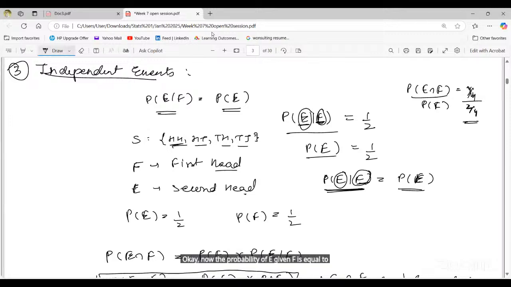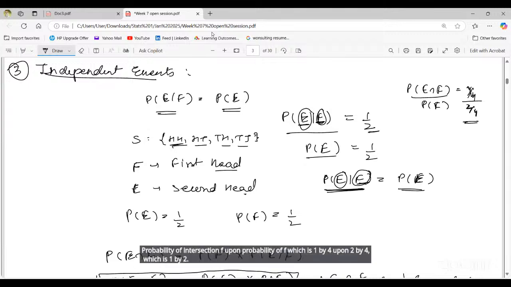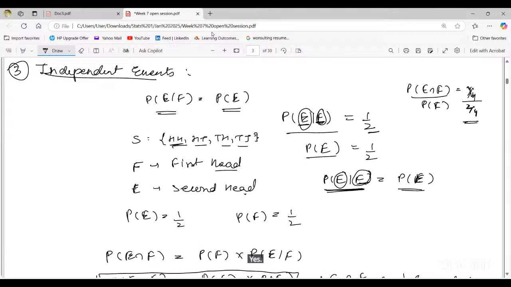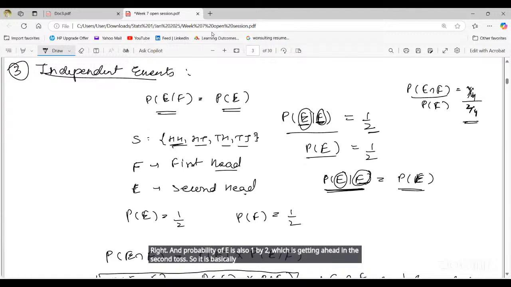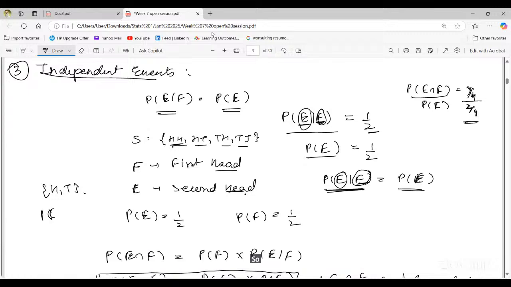Now the probability of E given F is equal to probability of E intersection F upon probability of F, which is 1/4 upon 2/4, which is 1/2. And probability of E is also 1/2, which is getting a head in the second toss. If I'm tossing in the second toss, I'm having a sample space H comma T. So what is the probability of E? It would be equal to 1/2 only. So if you see here, the probability of E given F is 1/2 and probability of E is also 1/2.